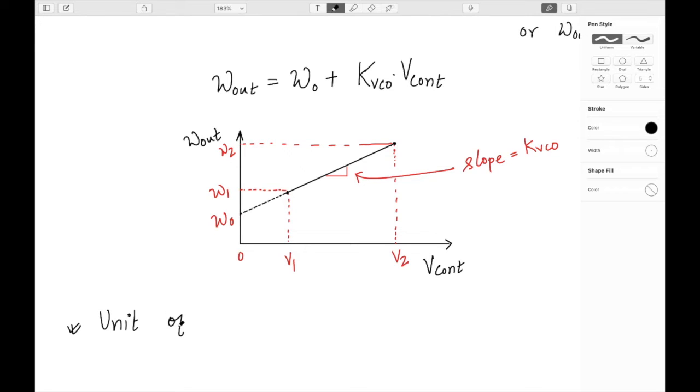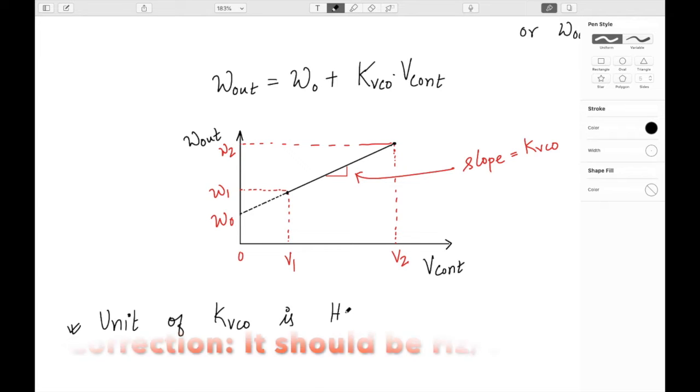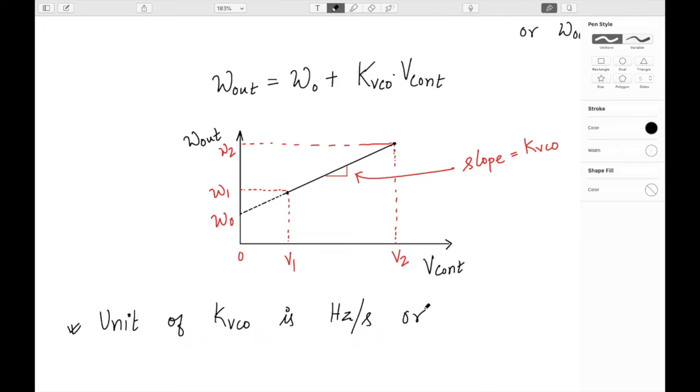So unit of KVCO is hertz per volt, or if you're representing in omega, it is radians per second per volt. Basically what it means is how much frequency it is generating for a particular control voltage. So I am varying my control voltage, and correspondingly it is spitting out different frequencies, right? Higher my control voltage, higher is the frequency. Lower is my control voltage, lower is the frequency, and there is a linear relationship.